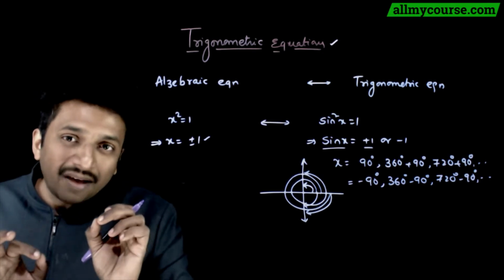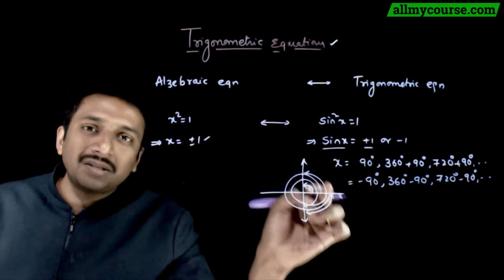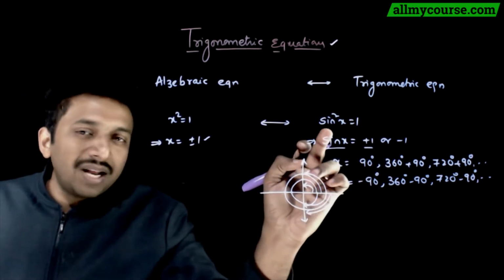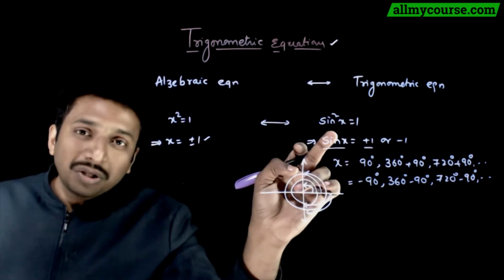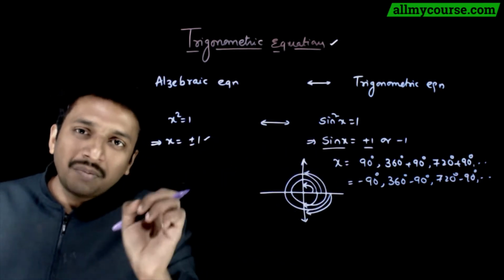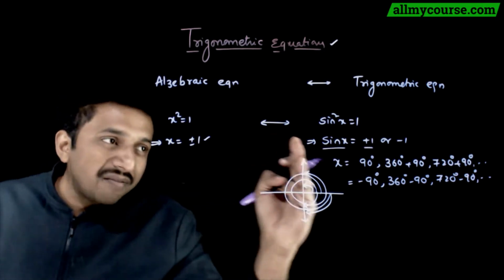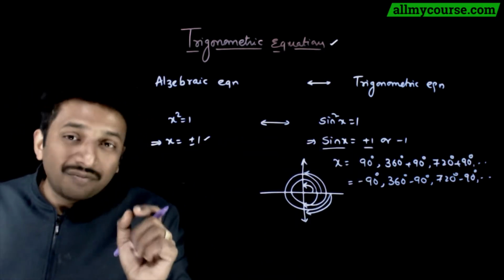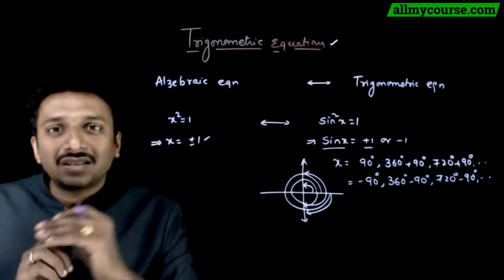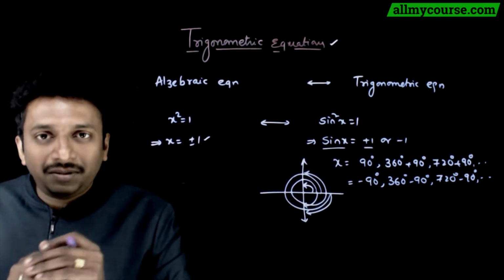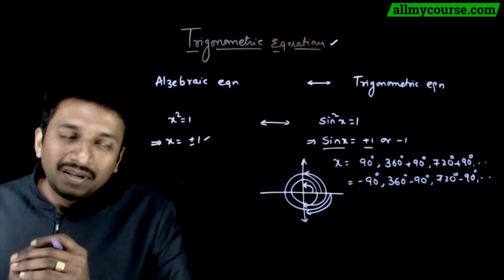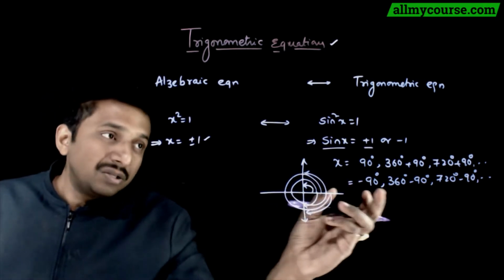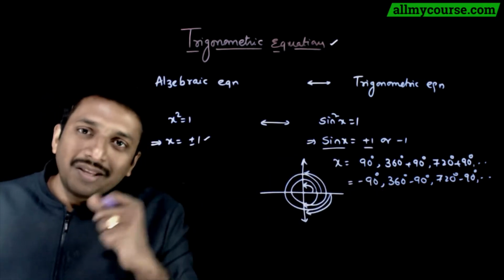So you need to have a way to represent all these solutions. So if sine square x is equal to 1, the solution of this equation is not one particular number or two particular numbers. You have an infinite number of solutions. So what we are going to learn is a way in which you can express all these solutions in a single line. So as you can see here, is there an easy way to represent all these solutions?